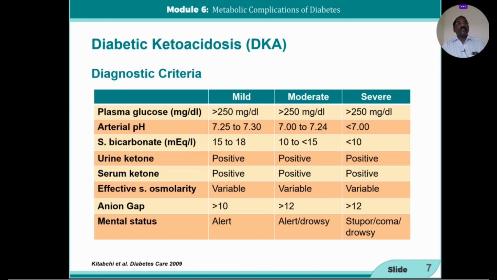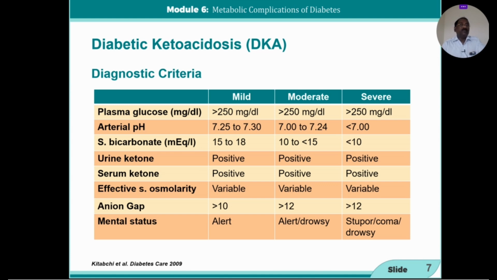So what is your arterial pH? Always less than 7.4. Normally 7.4. 7.25 to 7.4 is mild. 7 to 7.25 is moderate. Less than 7 is severe. Okay. In that way, you have to remember it. Less than 7, severe. Up to 7.25, moderate. More than 7.25, mild.